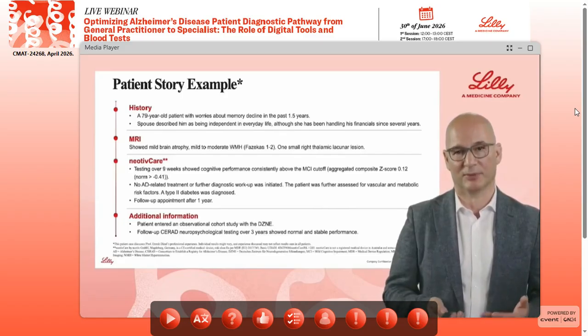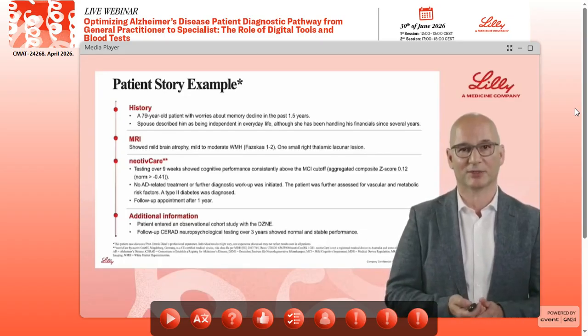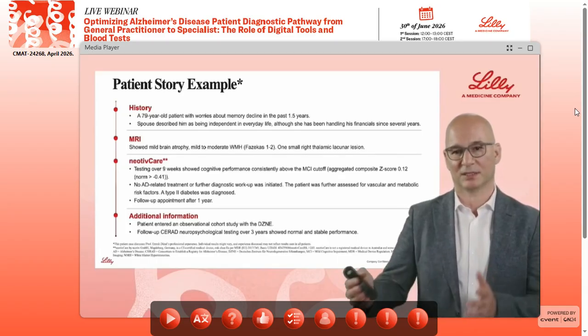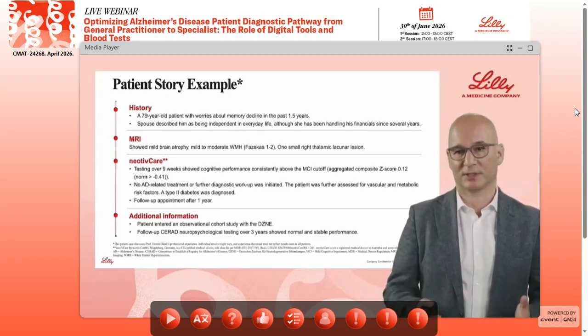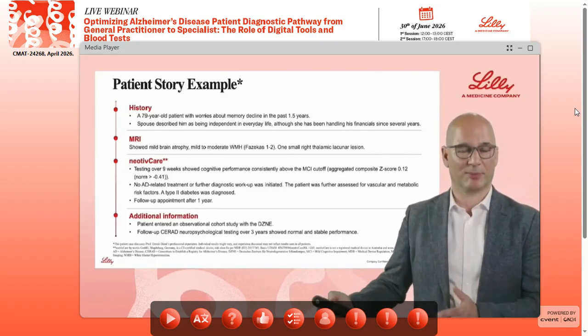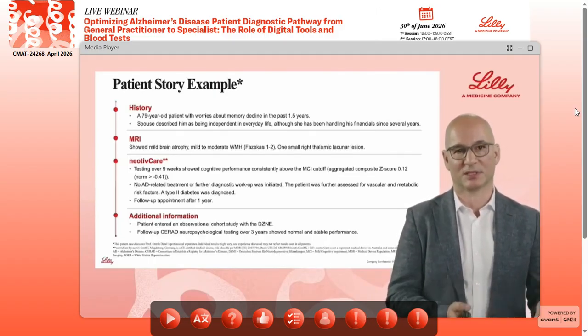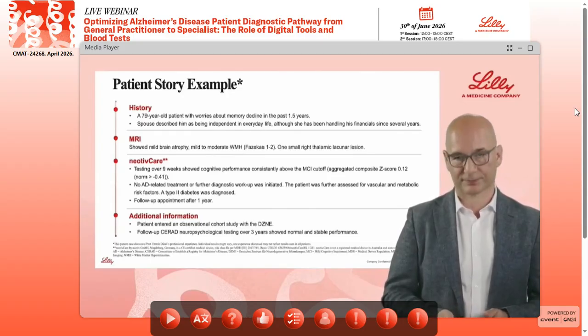So this is an example where you have a patient with a memory complaint. It's unclear whether or not this can be mild cognitive impairment, and you can use such a digital cognitive assessment, in this case, to rule out mild cognitive impairment. In such a case, of course, we know that it is important also to do follow-up assessments. So if a patient is normal on a digital cognitive assessment, such as Neotive Care, it's nevertheless important to do a follow-up after 12 to 24 months to see if there is any progression.